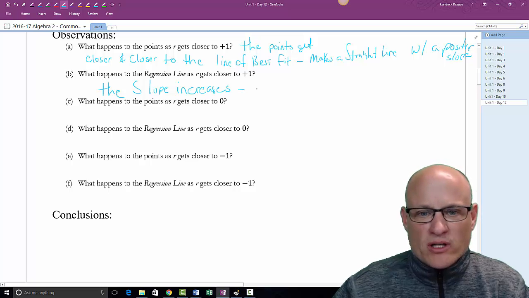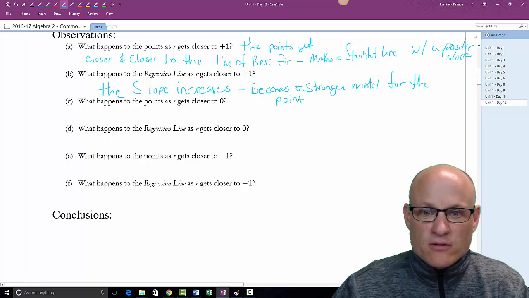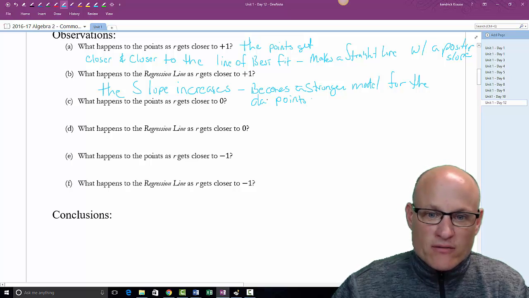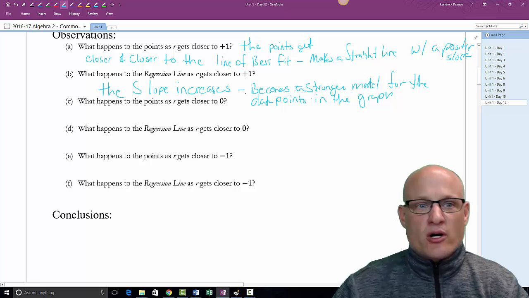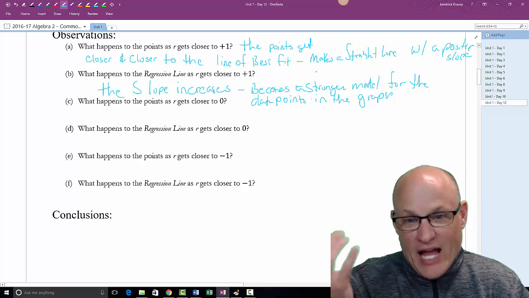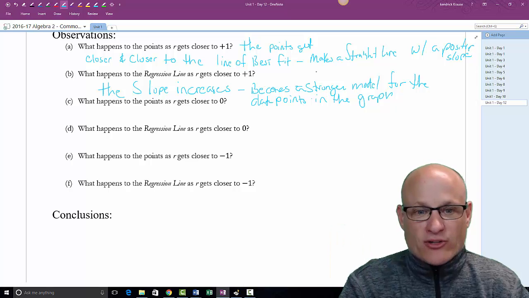But most importantly, it becomes a stronger model for the points, or the data points in the graph. The closer you are to 1, the regression line, or the line of best fit, becomes a better model of the points that were actually graphed.